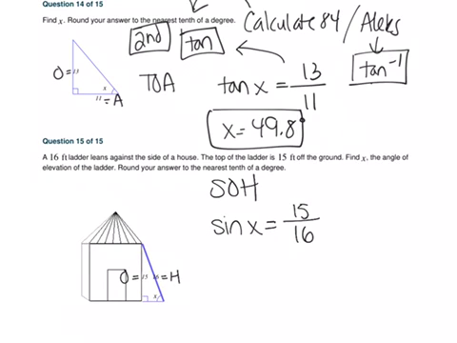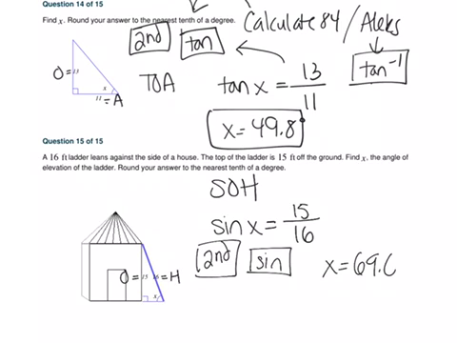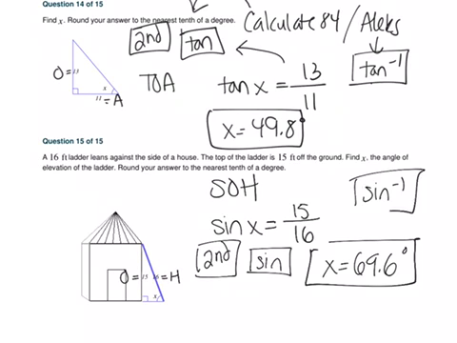Again, it doesn't matter which calculator you use. If you're using the Calculate 84 app on your phone, then you're going to hit second, sine, and 15 divided by 16. And then you should get x equal to 69.6 degrees. And again, if you use the ALEKS calculator, you're going to hit the sine inverse button that looks like this.